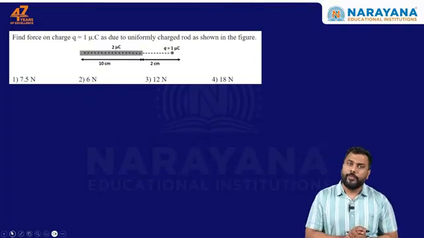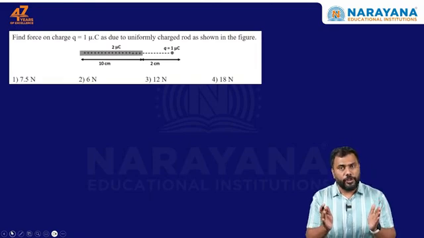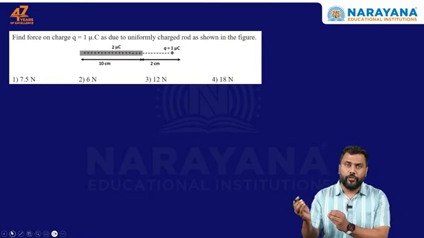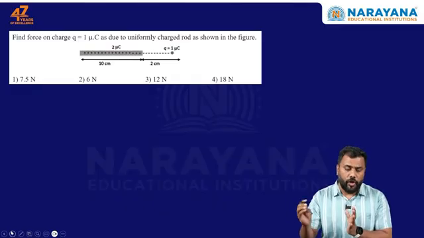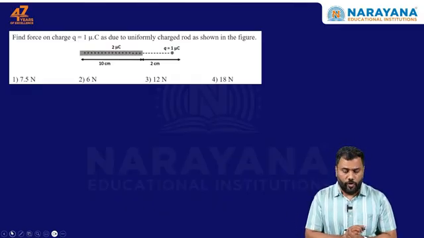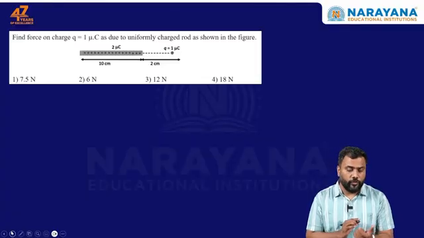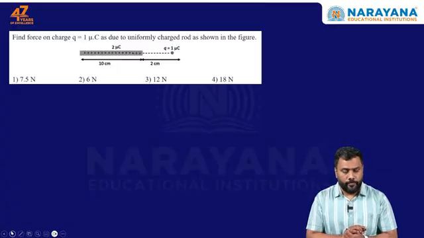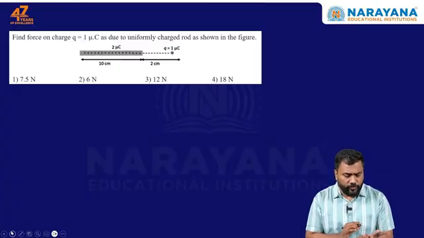The next question is based on electrostatics. Here we have a rod which is uniformly charged, and there is a point charge also placed along the length of the rod at some distance from one end of the rod. The point charge is 1 microcoulomb and the rod has a charge of 2 microcoulomb distributed uniformly over 10 centimeter length of the rod. They are asking us to find the force on the charge small q due to the rod.